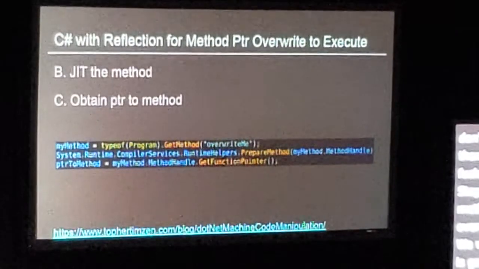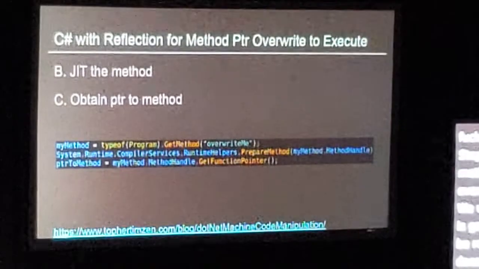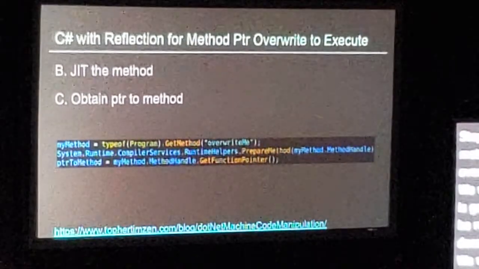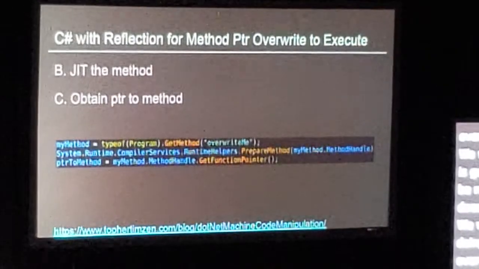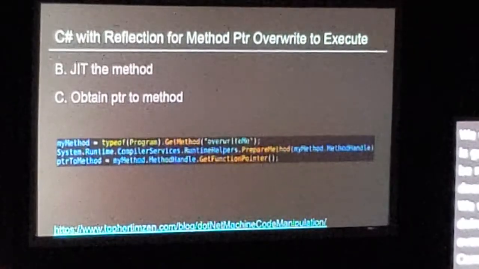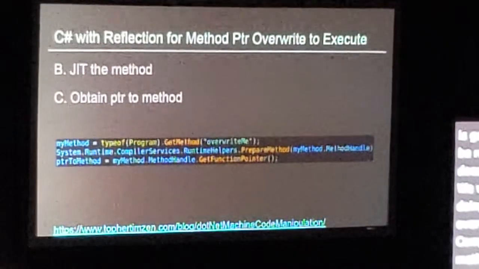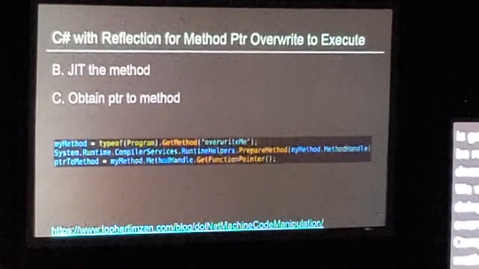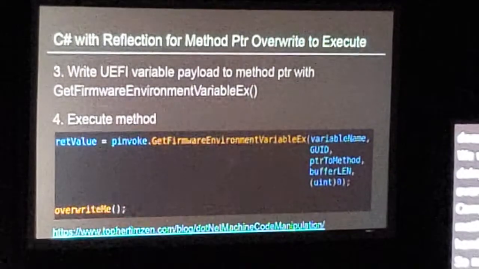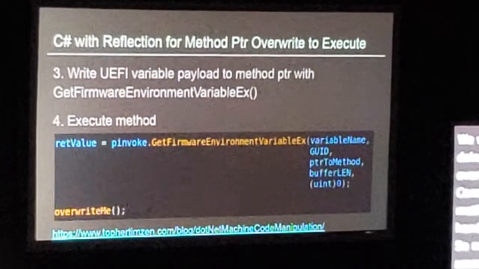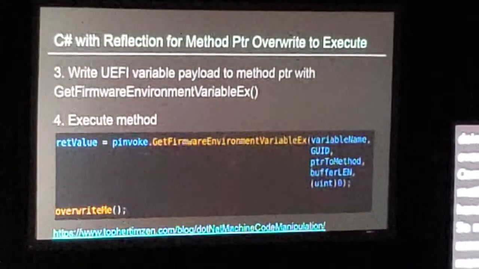So here you can see in reflection, I'm doing a typeof the program I'm in, GetMethod OverwriteMe. I call CompilerServices RuntimeHelpers PrepareMethod, which is essentially just gonna JIT that with the method handle. So I have my method.MethodHandle. That's dereferencing one of the pointers. And then I obtain the pointer to the method, which is just GetFunctionPointer once I've JITted it. Now I have the location of the raw assembly code after JIT in that RWX memory location. And so now I write the UEFI variable payload that's stored in NVRAM into the pointer to the method, so I just call GetFirmwareVariableEx.